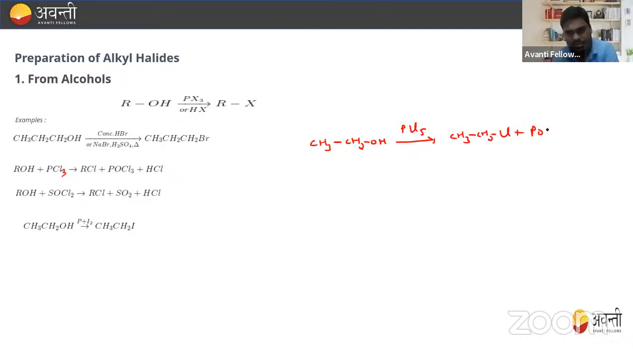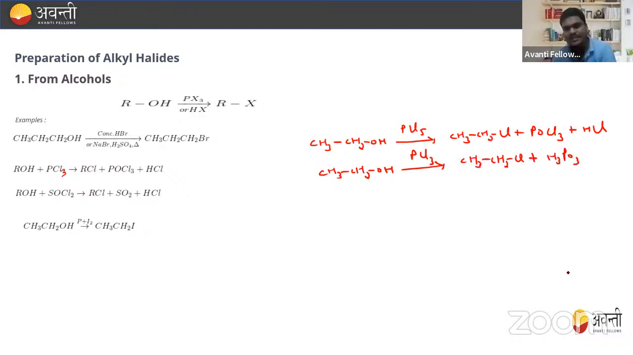On a similar basis, we have POCl3 and HCl. Similarly, when we treat CH3CH2OH with PCl3, then we'll get CH3CH2Cl plus H3PO3. So this is the method by which you'll get the alkyl halide.